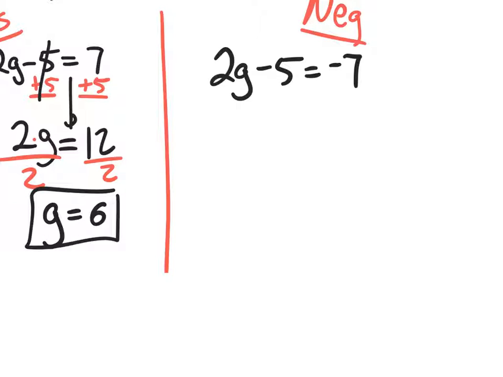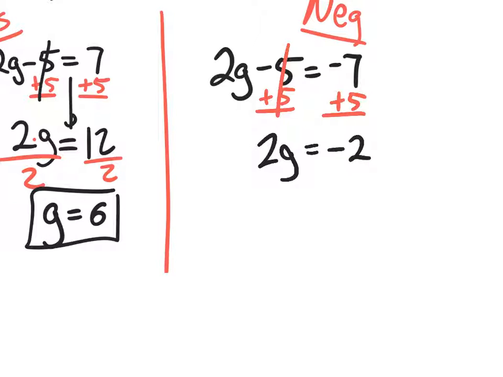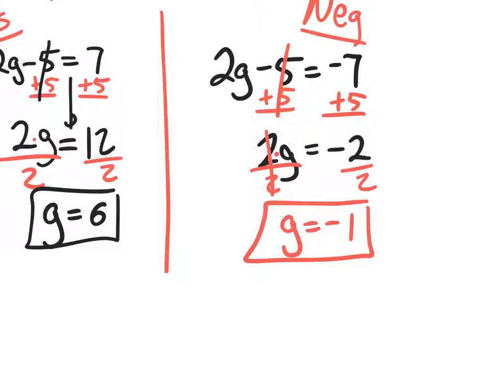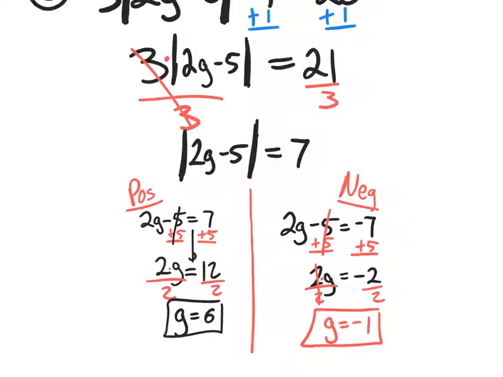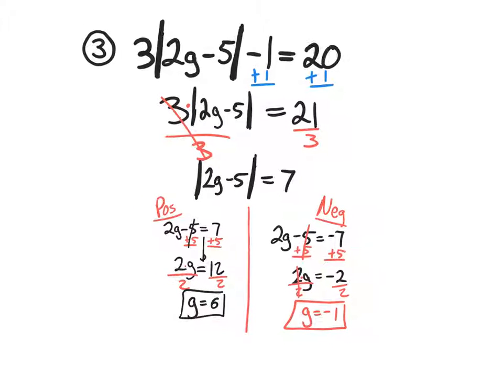This one, once again, we're going to get rid of the minus 5 by doing a plus 5 and a plus 5. So what do I have left? I have the equal sign that divides my two sides. On the left side, I have the 2g that came straight down. The negative 7 plus 5, that is a negative 2. So my final step here is to get rid of the multiplication of 2. I'm going to divide by 2. What I do to one side, I do to the other side. G equals negative 1. So those are my two answers, 6 and negative 1, to the original ugly looking absolute value equation.